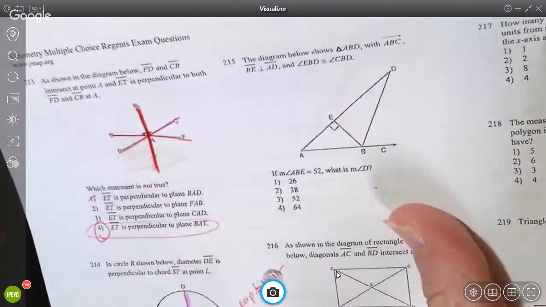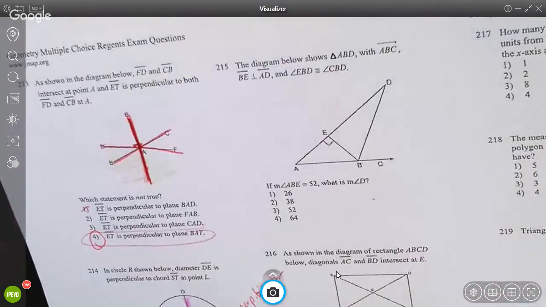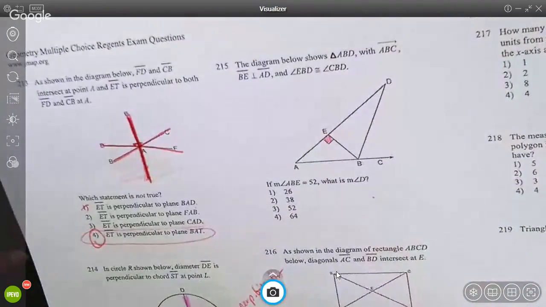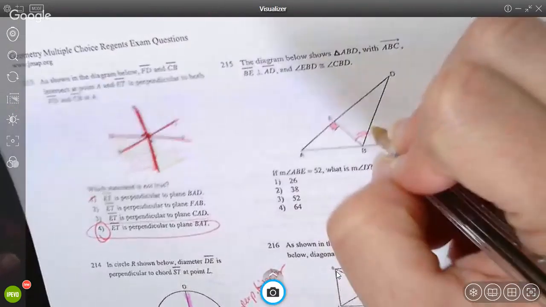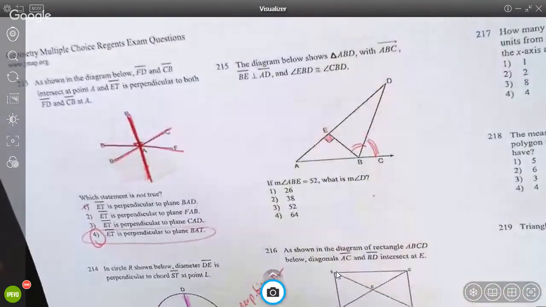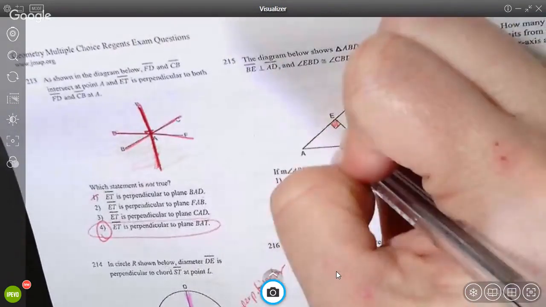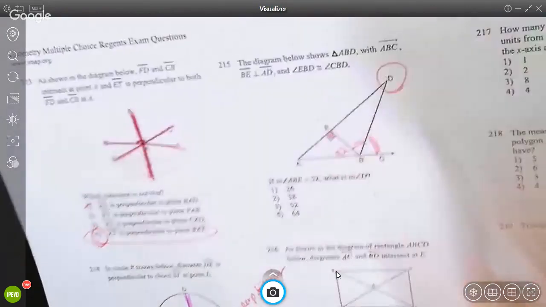2.15. We have triangle ABD with ABC. It tells us that BE and AD are perpendicular, and it tells us that EBD and CBD are congruent. And it tells us that ABE is 52. We need to find the measure of angle D.